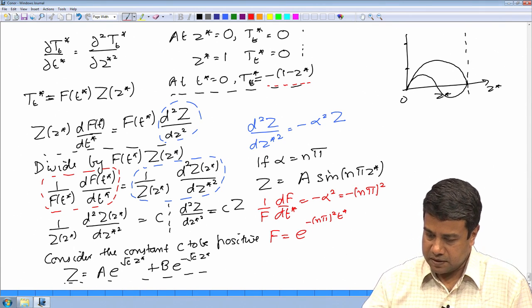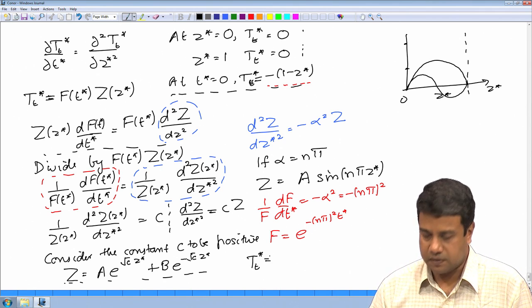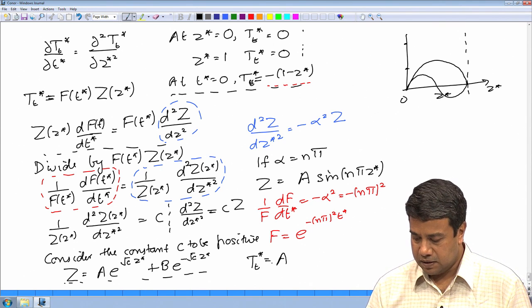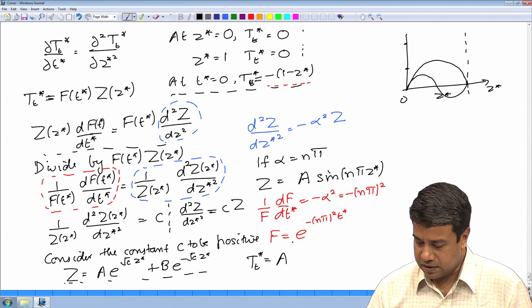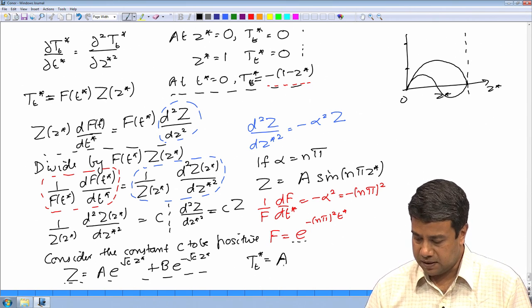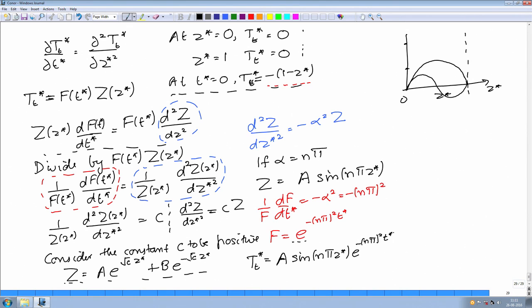So, therefore, the temperature solution T transient star is equal to a constant, okay. I have not used a constant here because that constant can be absorbed into this constant, the constant a, times sin n pi z star e power minus n pi the whole square t star. So, that is the solution for the transient part of the temperature.